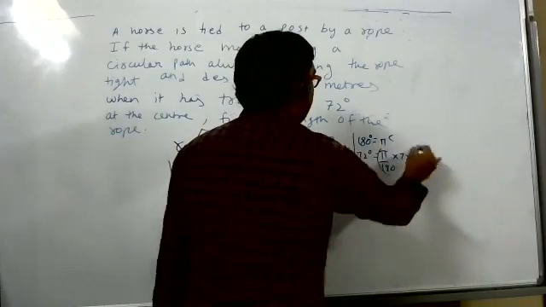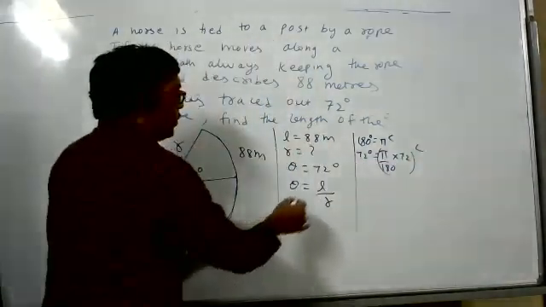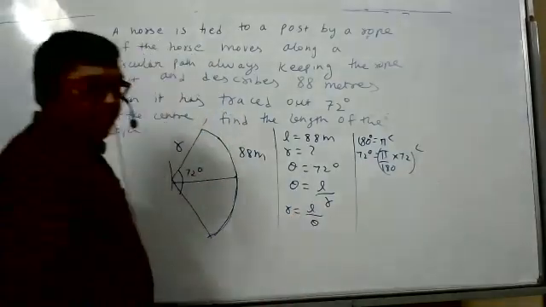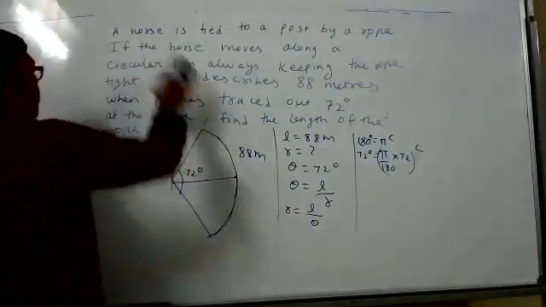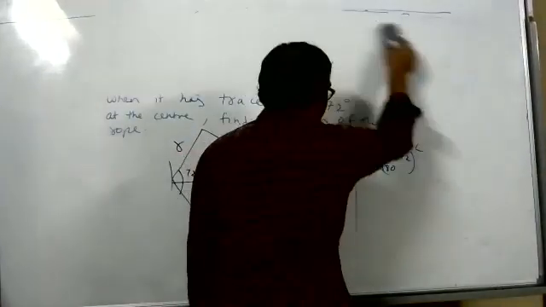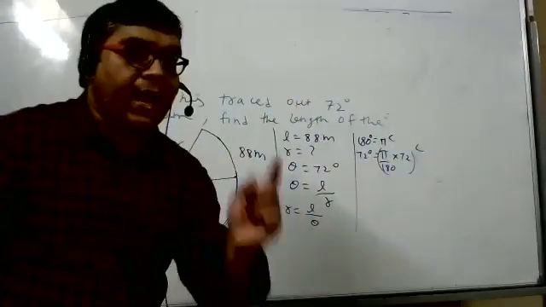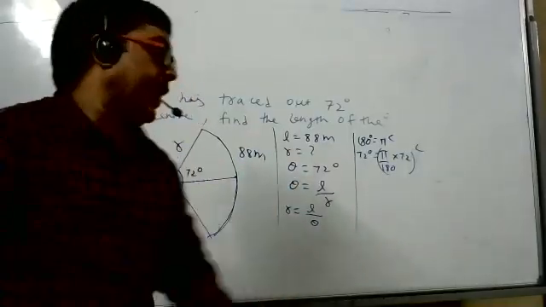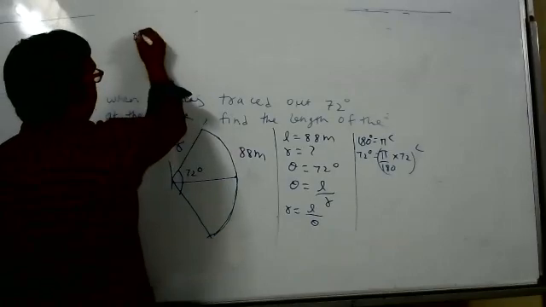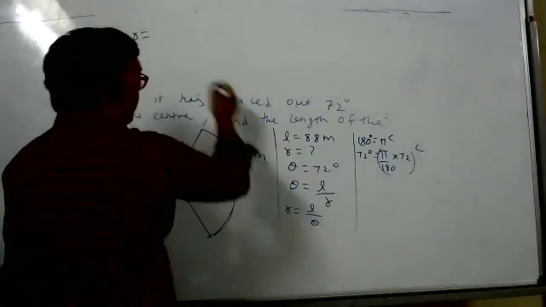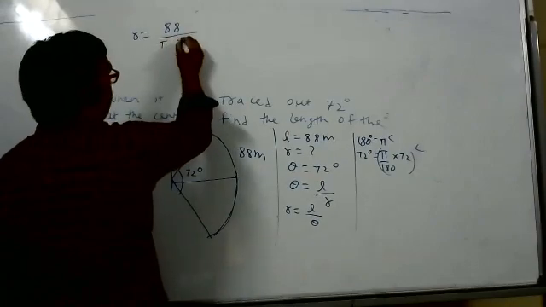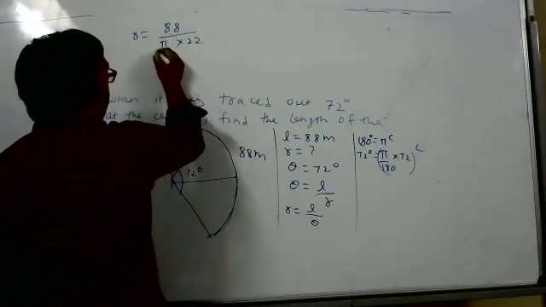This is the central angle. Substitute the value. So R is equal to L by theta. Only the key point is this formula is used when theta is in radian. Even area of sector, half R square theta, theta has to be in radian. Everything is taught in the class. So R is equal to L how much? L is 88. Theta how much? Pi by 180 into 72.